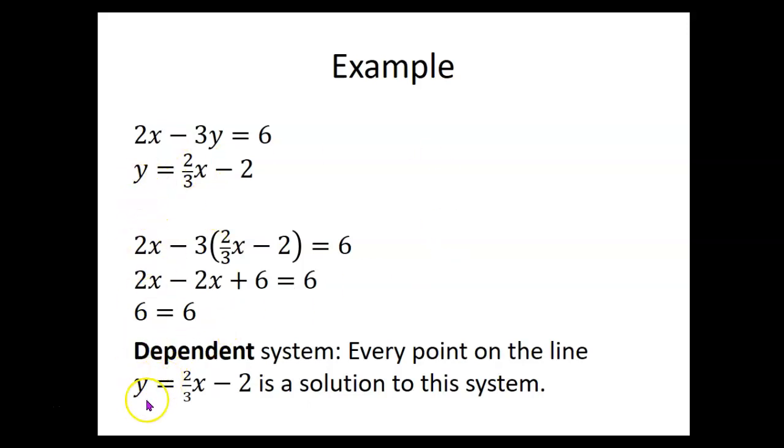Every point on the line y equals 2/3 x minus 2, well, it obviously works in that equation, but it also works in the other one as well. So it would be a solution to the system.